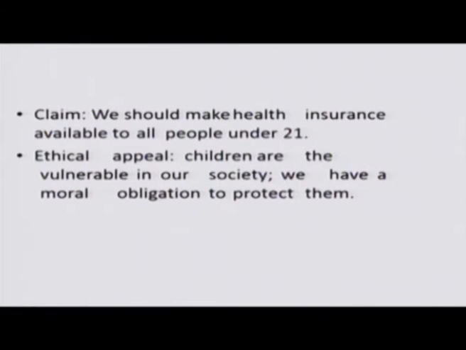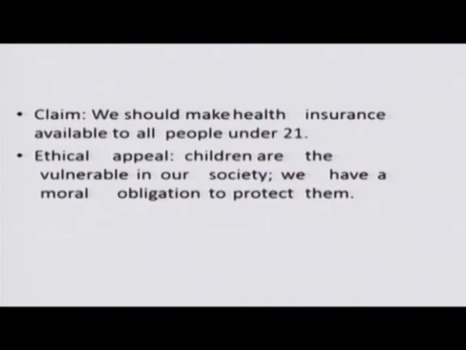Let us look at one more example. If you are making a claim that health insurance should be available to all people under 21, this is your line of argument. So, what is the evidence for it? You are using ethical appeal here, and you say that children are most vulnerable in our society and we have a moral obligation to protect them. Therefore, health insurance is mandatory for people under 21. This is a kind of ethical appeal you are using here.